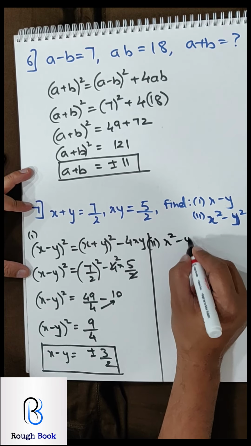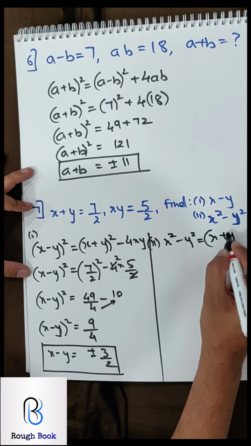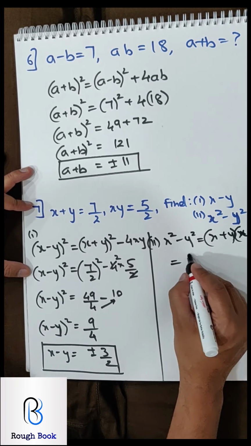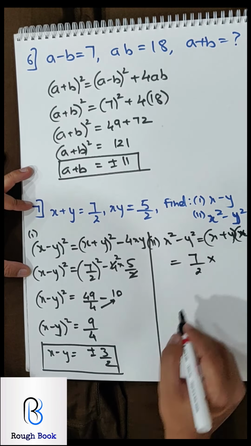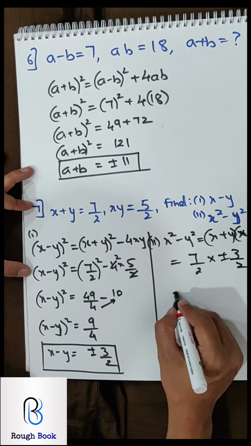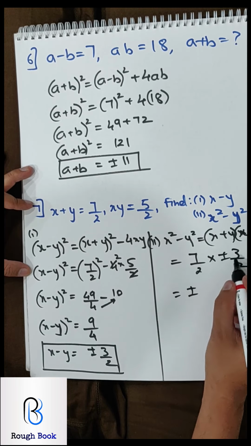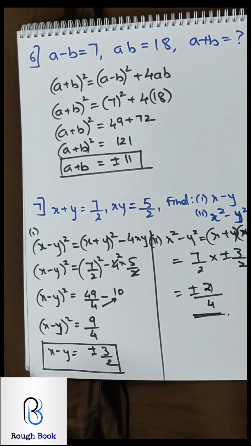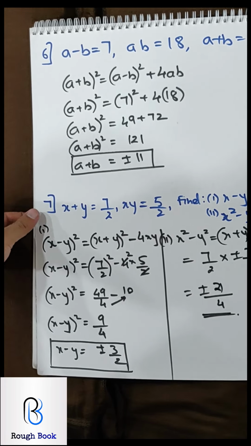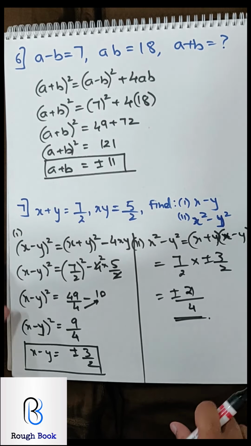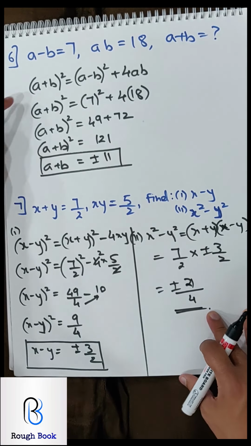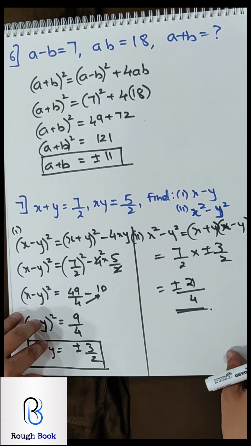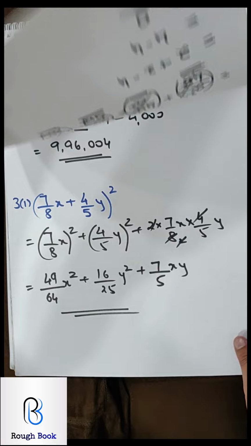So I will say x square minus y square is (x plus y)(x minus y). So my x plus y is 7 by 2, and x minus y is plus minus 3 by 2. So my final answer is plus minus, 7 3s are 21, 2 2s are 4. Simple. So I hope you remember the relationship formula. That's the biggest trump throughout this chapter. If you don't know the relationship formula, please spend some time on the list and then come back. Avoid copying please. That's my request to everybody.